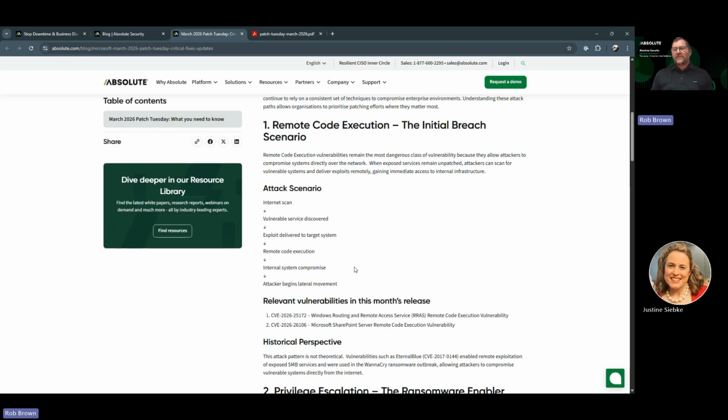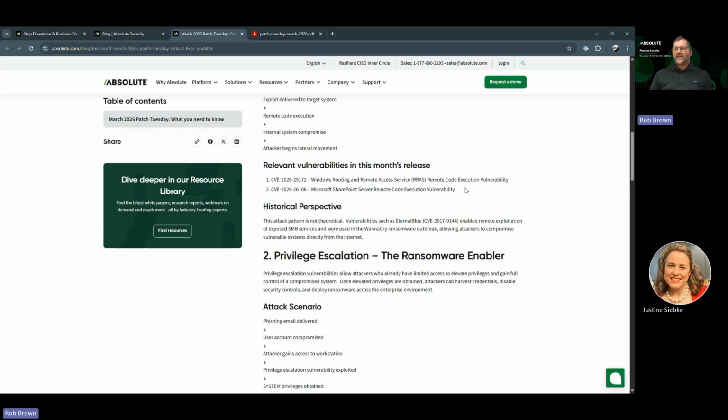Now, in this Patch Tuesday release, we had two examples of updates that follow this pattern. 25172, which is a Windows routing and remote access service vulnerability, and 26106, which is a Microsoft SharePoint. Now, initially, you might think you could perhaps have a SharePoint. It's very popular. If you have a SharePoint server that's internet facing, then you definitely need to install this patch.